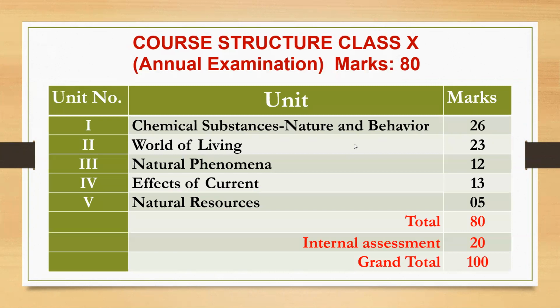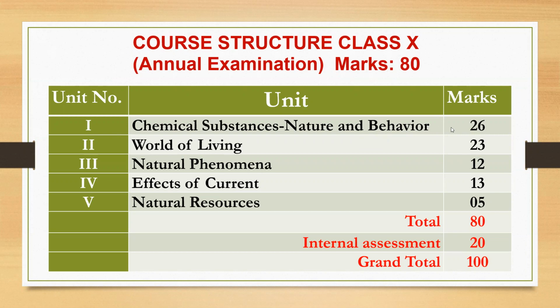Before going to discuss questions and answers, let's have a look at the course structure. You have 5 units. The first unit is Chemical Substances, Nature and Behavior. Under this, you have all the chemistry chapters, 5 chapters. Chapter 1, chemical reactions and equations, acids, bases and salts, metals and non-metals, carbon and its compounds, periodic classification of elements. These 5 chapters are included under Unit 1.